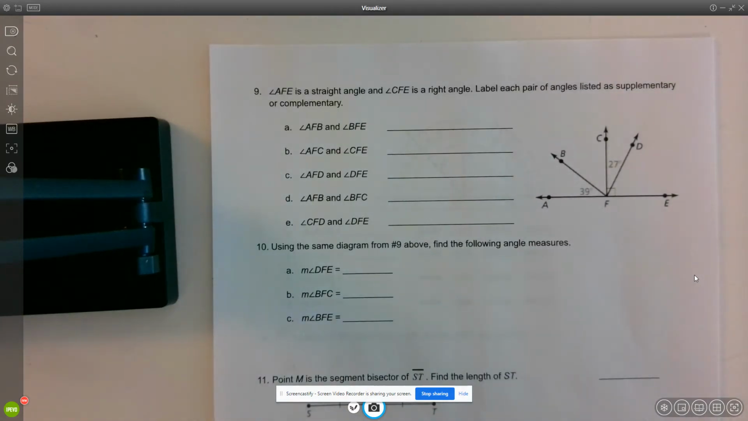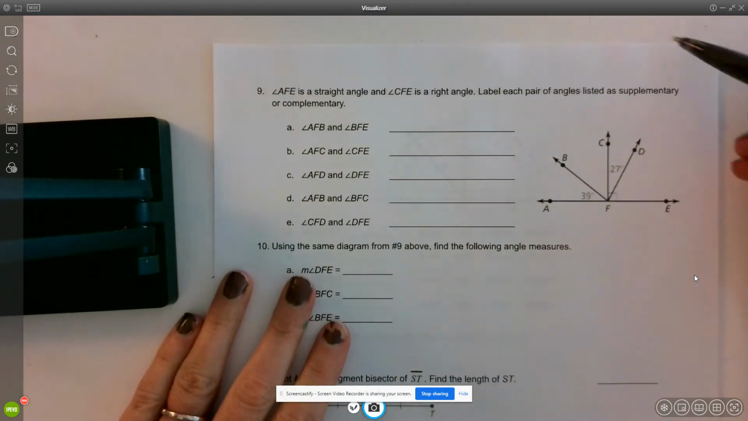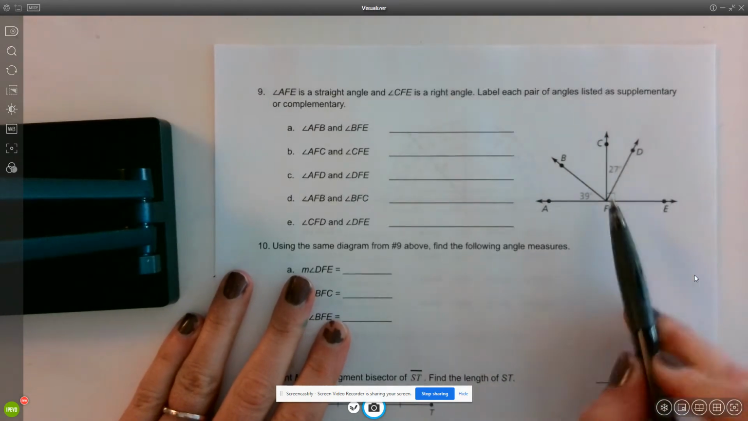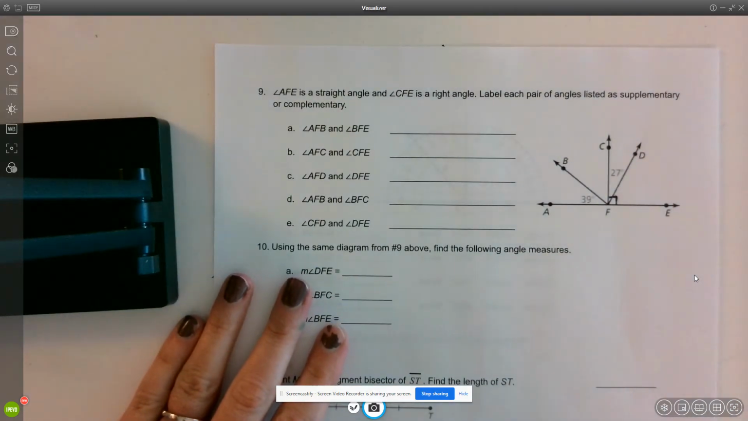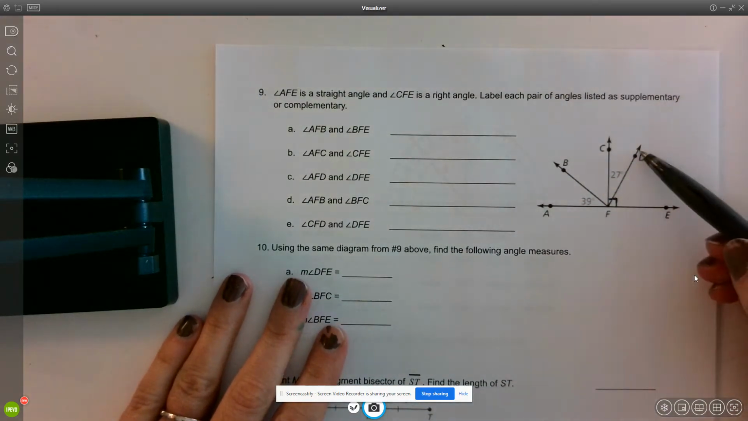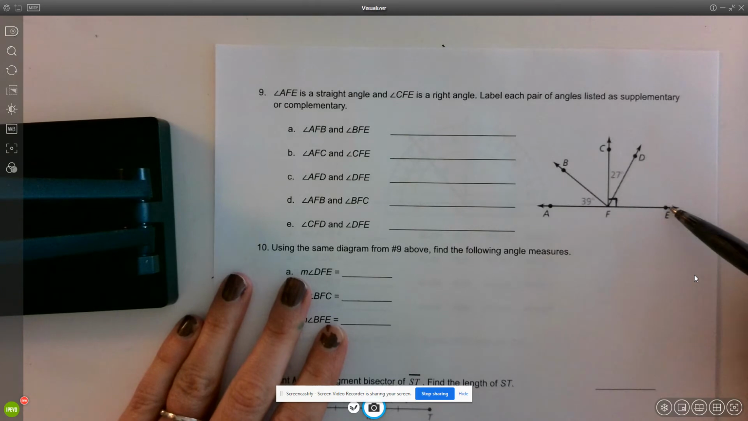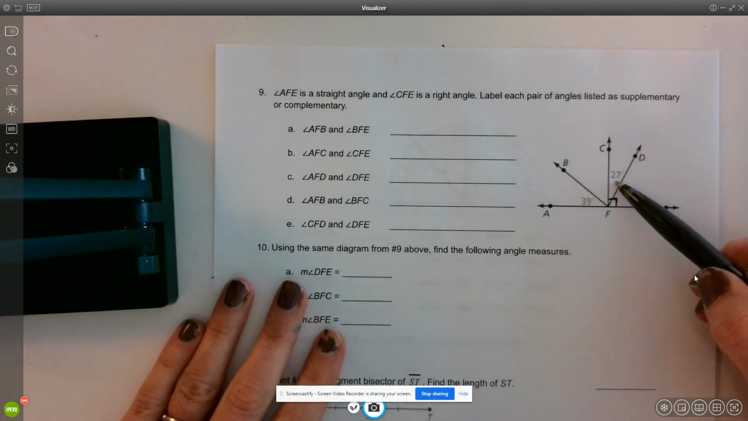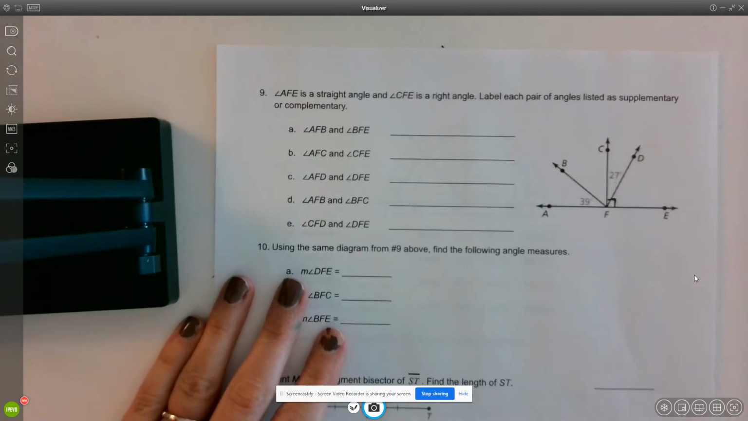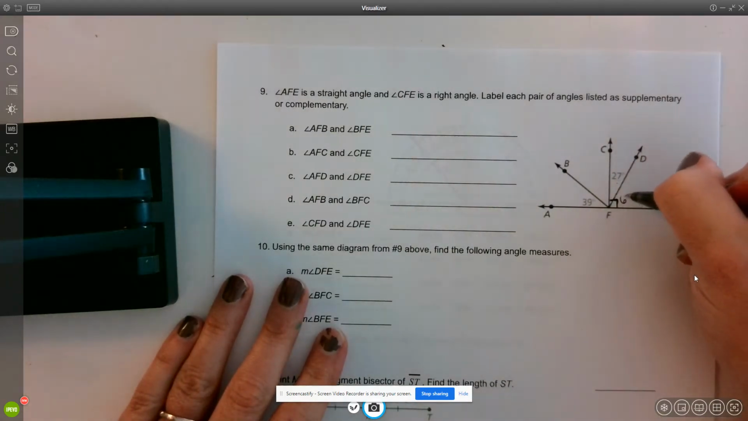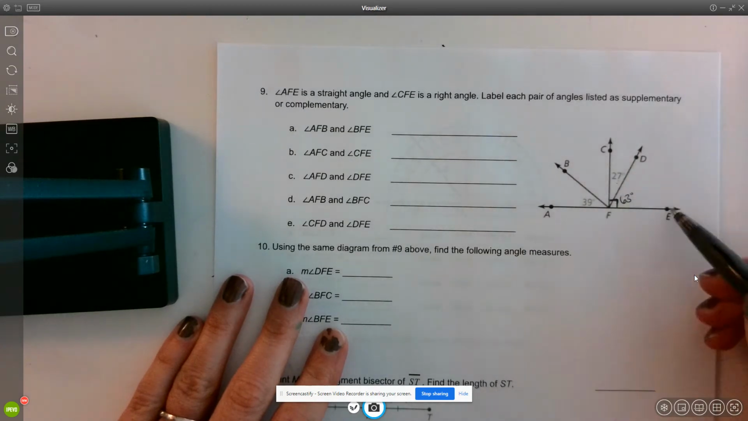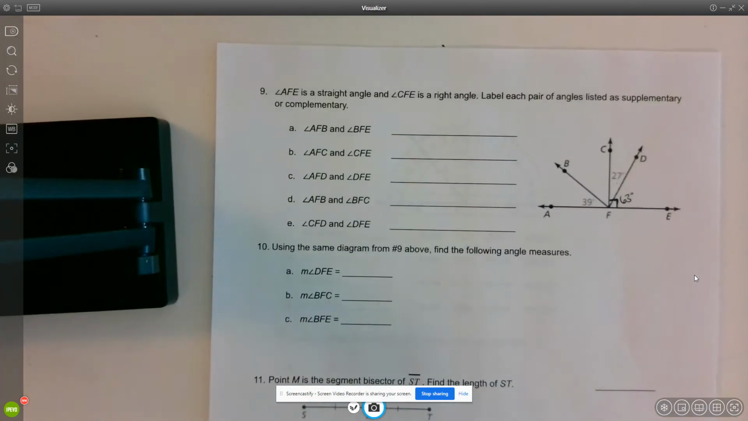I notice in the picture that angle CFE is a right angle. It's 90 degrees. And so I can find the measure of angle DFE by taking 90 degrees and subtracting 27. When I do that, I see that this little angle here, angle DFE, is 63 degrees.